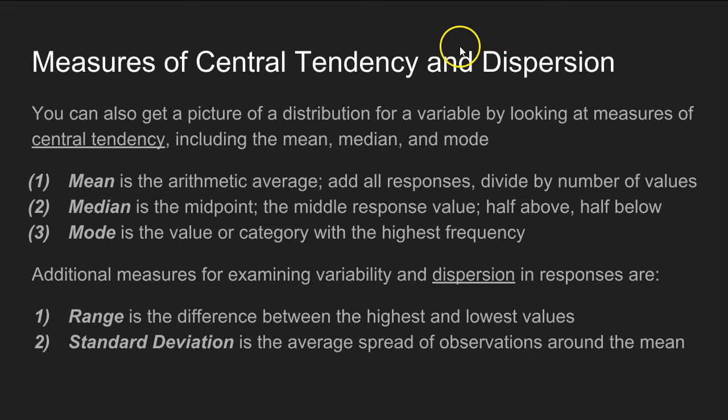In addition to these measures of central tendency, researchers might also look at dispersion in responses within their data set for a particular variable. You can look at the range, which is the difference between the highest and the lowest values, as a measure of dispersion. Sometimes when you calculate the mean, you also calculate the standard deviation, which is the average spread of observations around that mean value.